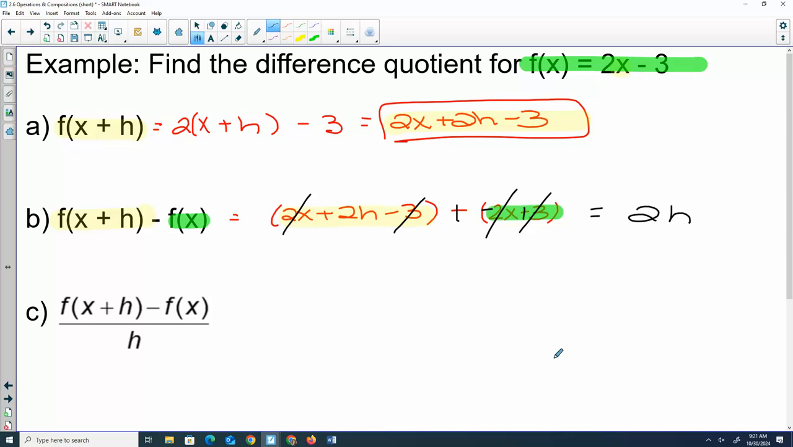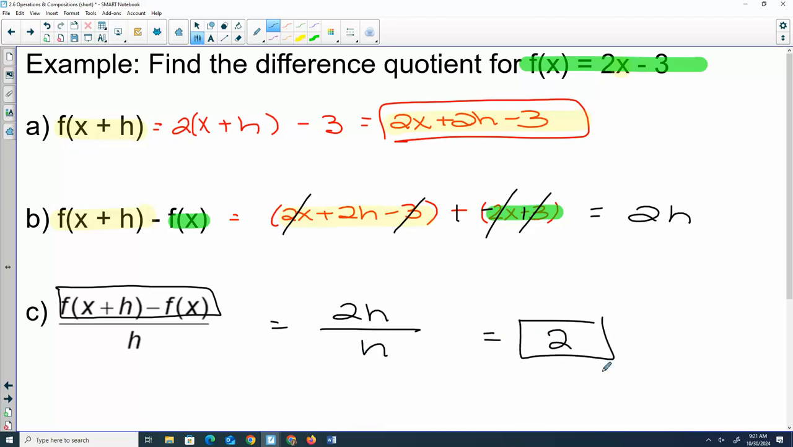Part C. f of x plus h minus f of x, all divided by h. What is f of x plus h minus f of x? 2h. That was the answer we got in part B. Divided by h. And what does that give me? 2. So my final answer here is 2. That's our difference quotient.